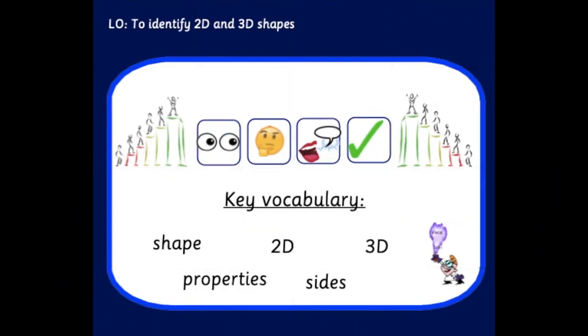Look at our learning objective for today then. So we're going to be learning how to identify 2D and 3D shapes. Our steps to success are to look at the shape, think about what it could be, say the name of the shape and then check it. Some of the key words we're going to be using today are shape, 2D, 3D, properties and sides. Let's have a look at our first shape activity.